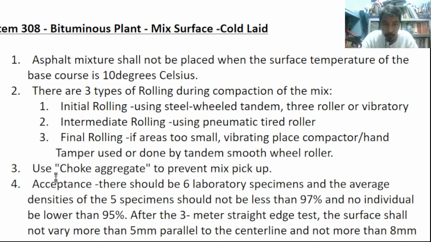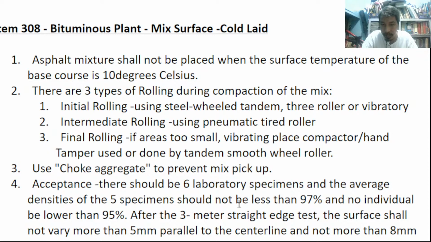Number 3, use choke aggregate to prevent mix pickup. Next, acceptance. There should be 6 laboratory specimens before acceptance. The average density of the specimens should not be less than 97% and no individual specimen lower than 95%. The lowest must be 95% and the average 97% between them.